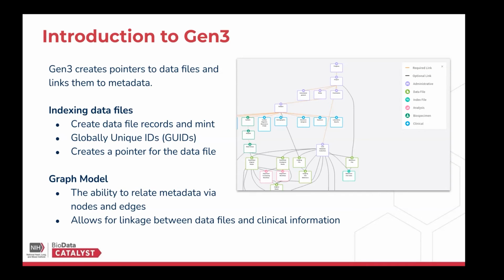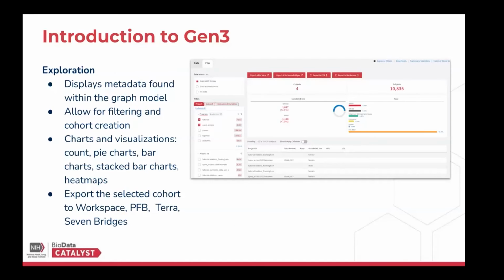Next slide, please. So this all comes together on the exploration page, which, as noted before, allows us to display metadata found within the graph model and then apply it to our files. So then we can do filtering and cohort creation. This also allows for charts and visualizations, such as summary statistics, how many subjects, how many studies, how many are of X, Y, or Z phenotypes. We have charts and bar graphs and whatnot.